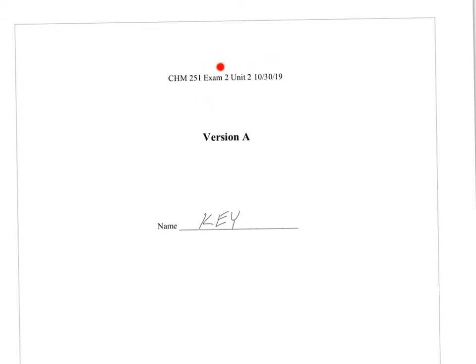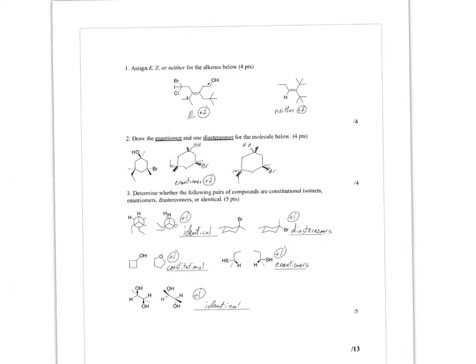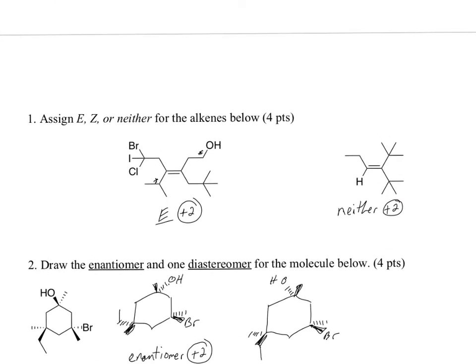So, Exam 2, Unit 2, Key from 2019. First couple questions are easy type questions. So you have to be able to rank the substituents. So you cut the alkene in half and be careful to not rank those higher.